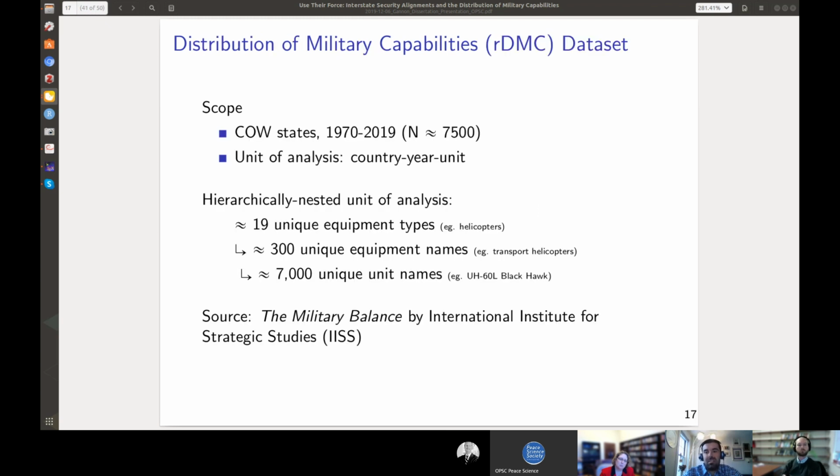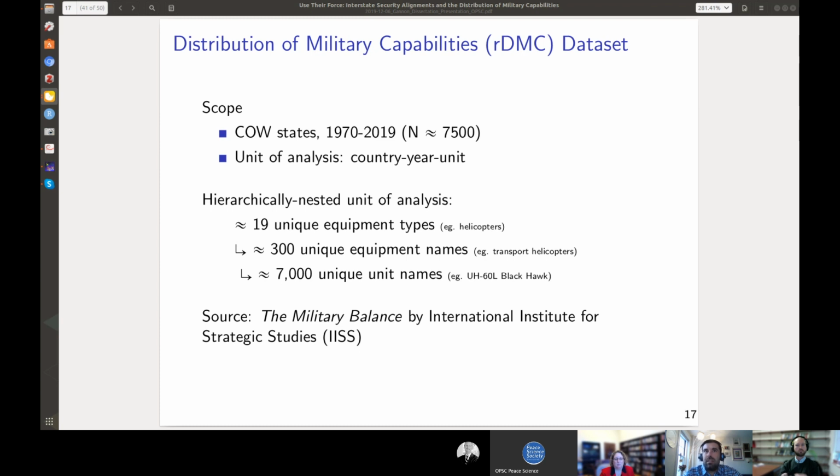Now, the data that I'm using for this is I'm creating a new data set that is the Distribution of Military Capabilities data set, or what I'm calling RDMC. And this data set includes all COW states from 1970 to 2019, so about 7,500 country years, where the unit of analysis is the country year unit. So that's what each row represents.